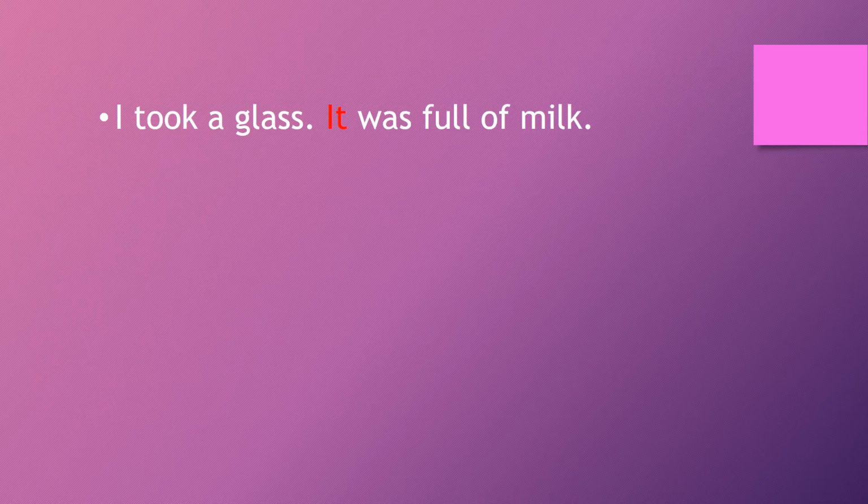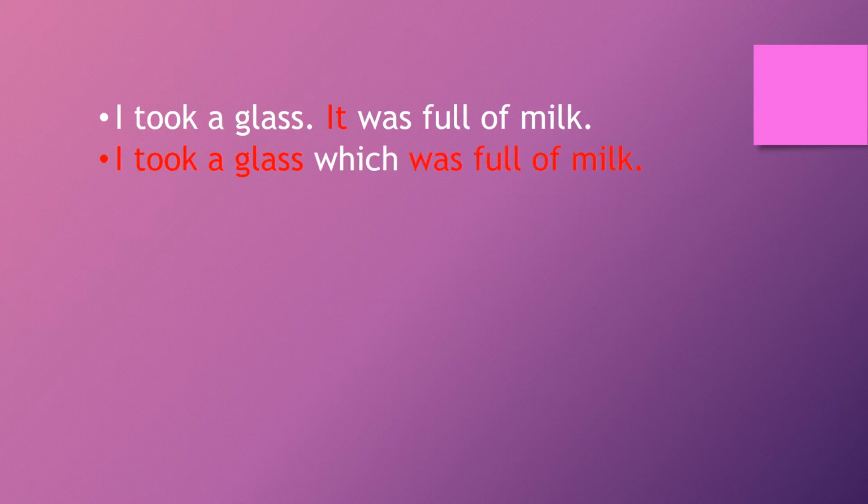Let's see this example. We have two sentences. I took a glass. It was full of milk. Now the subject of the second sentence, it, turns into which because which is used for things. I took a glass which was full of milk. We can also use that. I took a glass that was full of milk.